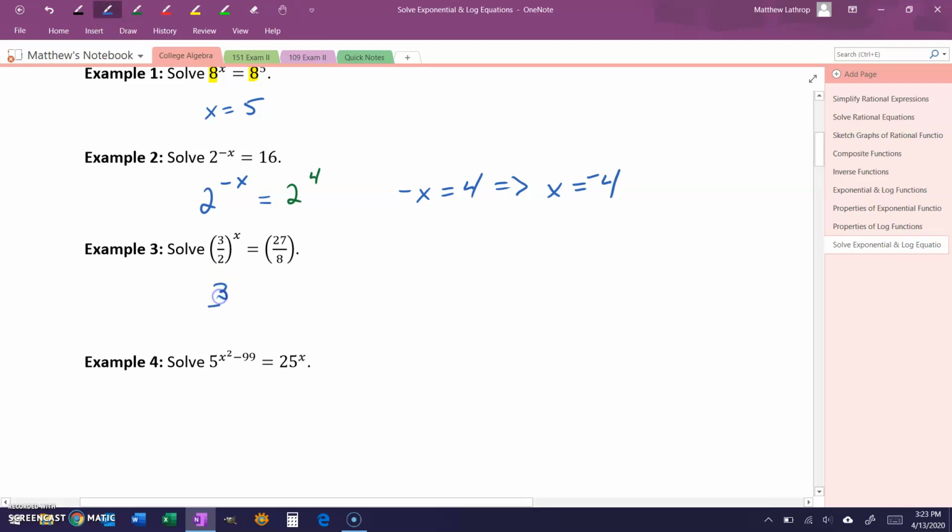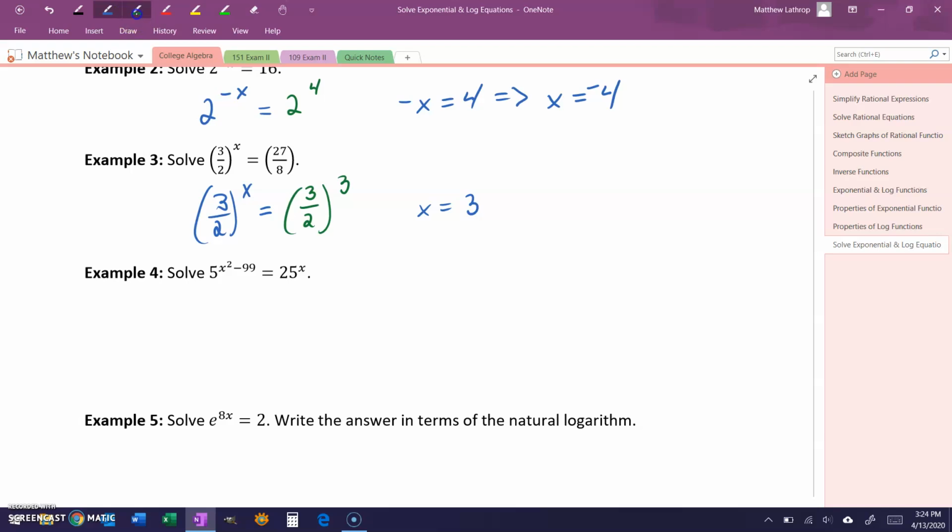In example 3, we want to try the same thing. We have 3 over 2 raised to the x power. On the right hand side we have 27 and 8. If we were to rewrite that as 3 halves to the 3rd power, then 3 to the 3rd power would be 27, 2 to the 3rd power would be 8. So we have the bases the same, and we can just set our exponents equal in order to solve, and in this case get x equals 3.